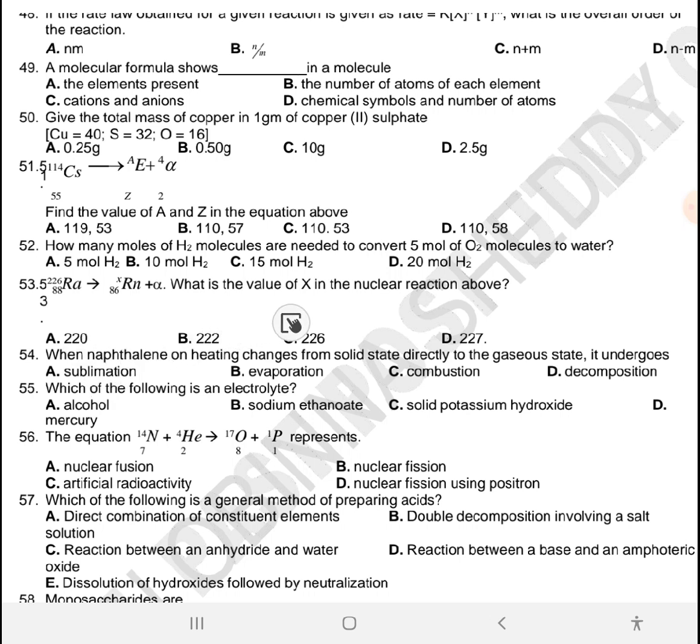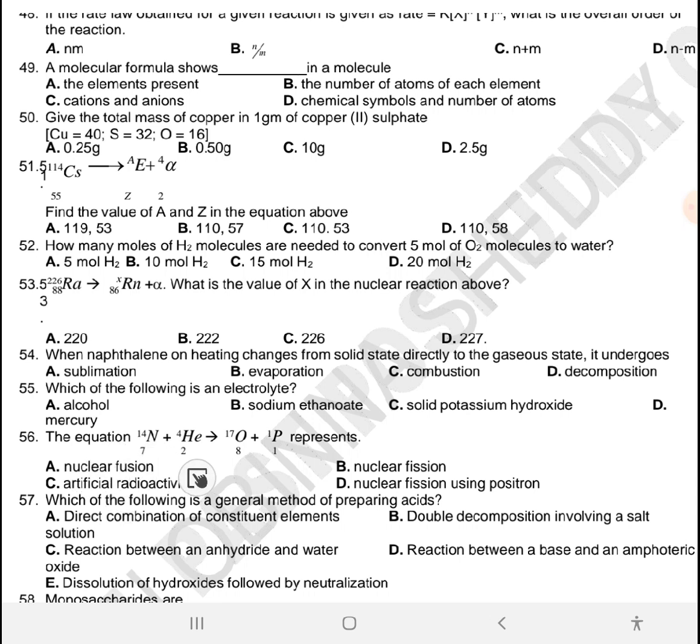55. Which of the following is an electrolyte? The electrolyte here is sodium ethanoate. 55 is sodium ethanoate, option B. 56. You have a nitrogen particle, then you have a helium particle. They join together to form a higher one. This one is called nuclear fusion. Now, wait, let me see. This one is actually artificial radioactivity. Option C.